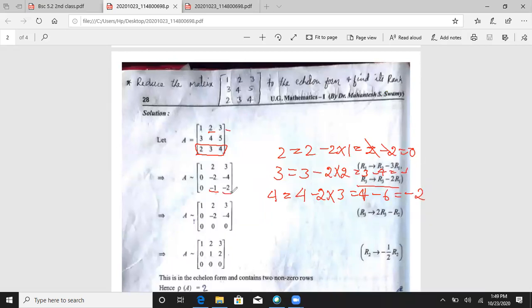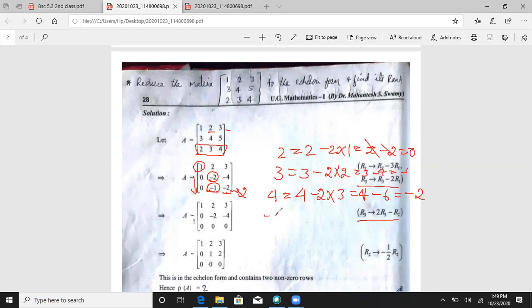See here, first one is unity, that is identity. Then the lower elements are 0 and 0. Next come to here, here minus 1 is there and here minus 2 is there. That's why you operate here R3 equals 2R3 minus R2, which means the third row multiplied by 2, then minus R2.